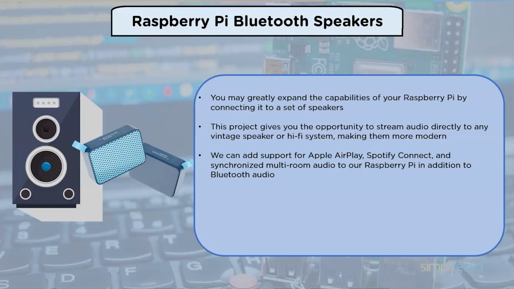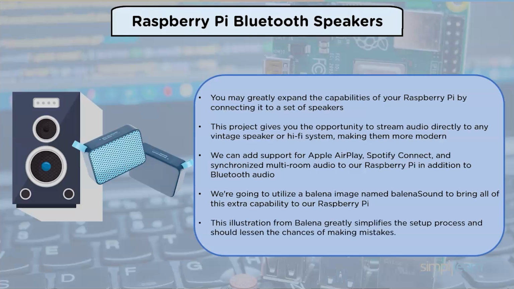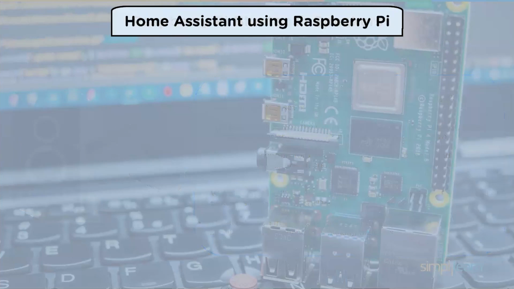We can add support for Apple AirPlay, Spotify Connect, and synchronized multi-room audio to the Raspberry Pi in addition to Bluetooth audio. We are going to utilize a Balena image named Balena Sound to bring all of these extra capabilities to our Raspberry Pi. This instruction from Balena greatly simplifies the setup process and should lessen the chances of making mistakes.